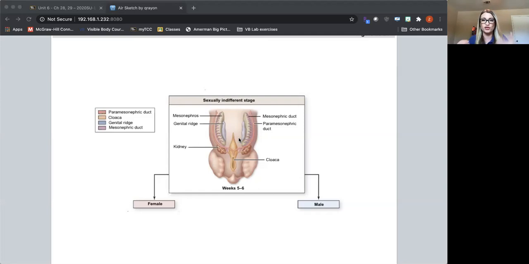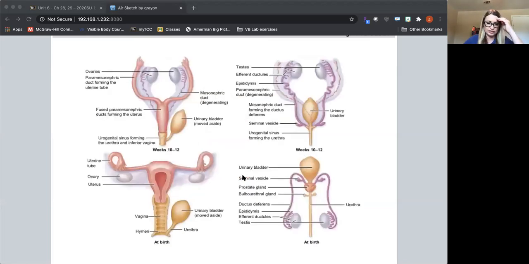And so if you don't have Y chromosome, the paramesonephric duct is allowed to develop, while the mesonephric duct is not stimulated to develop. Okay, so that's the difference here. You can see that right here.